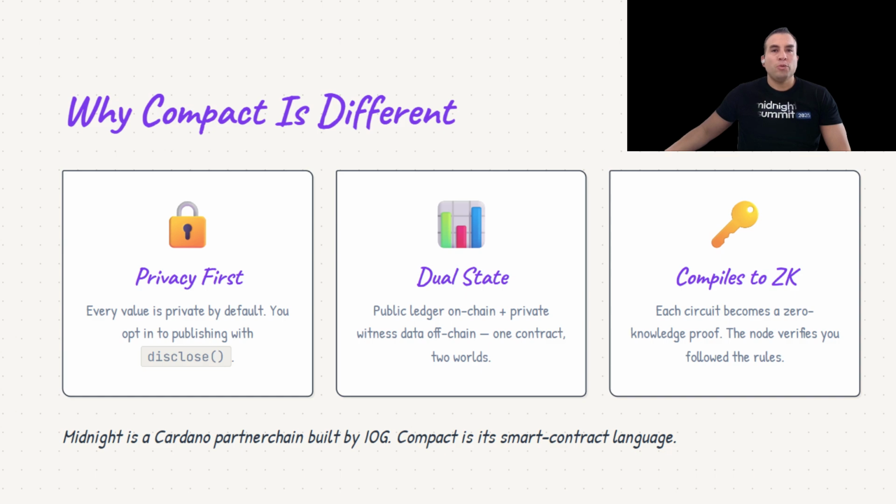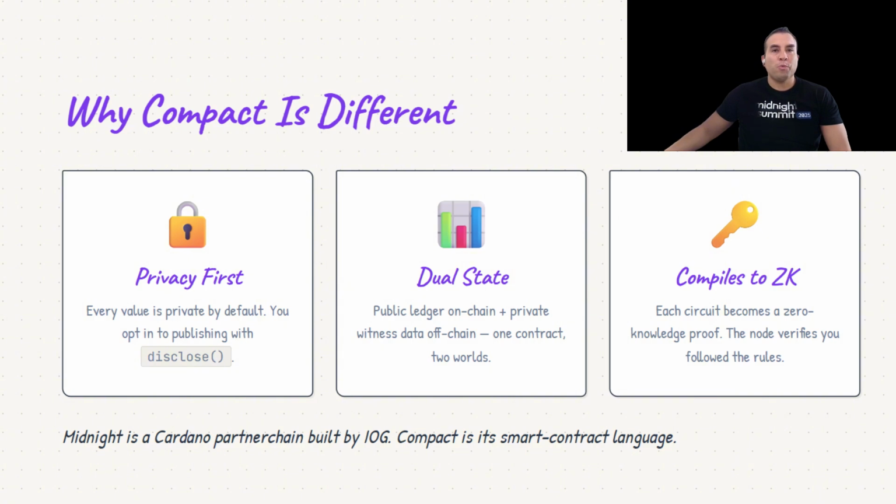Second, dual state. A Compact contract has two worlds living side by side. There's the public ledger, data that lives on the Midnight blockchain that anyone can read, and there's private data that lives only on your own device. We call that a witness. The same function can touch both. Cool, right? Third, when you compile a Compact contract, it doesn't just become bytecode, it becomes a zero knowledge proof.